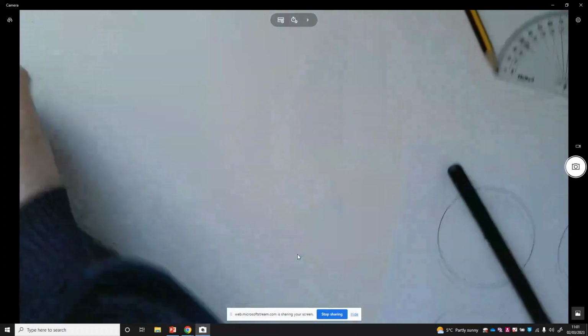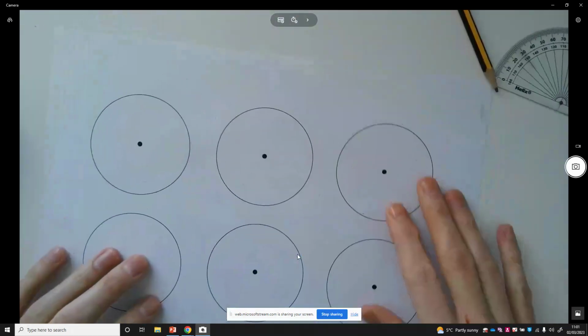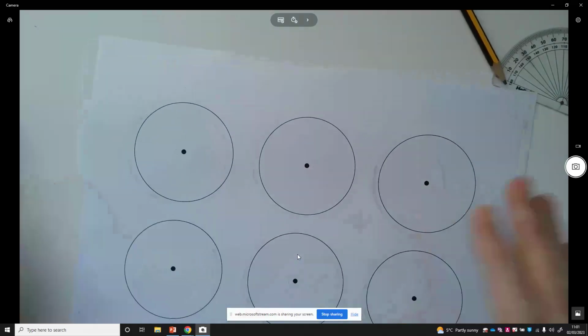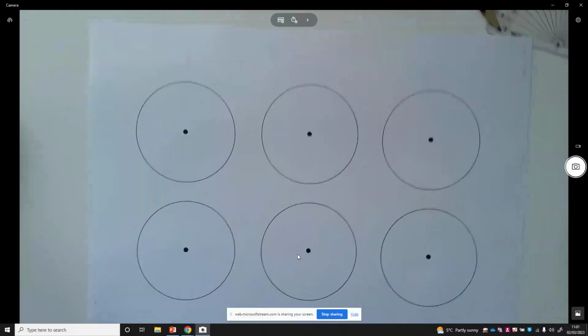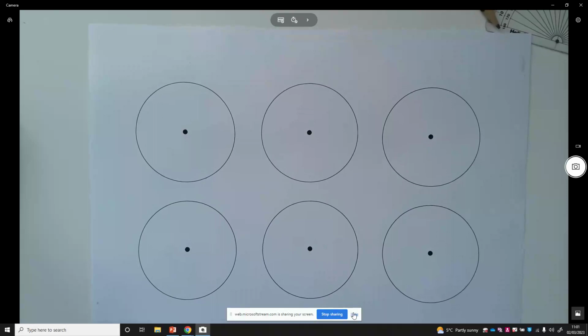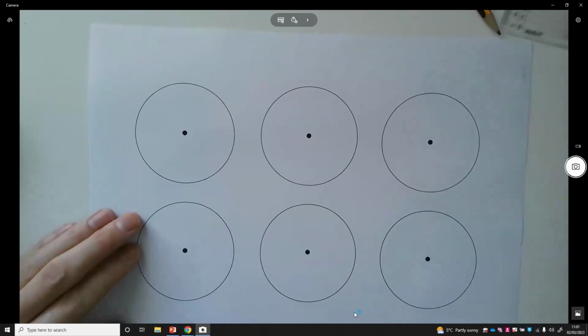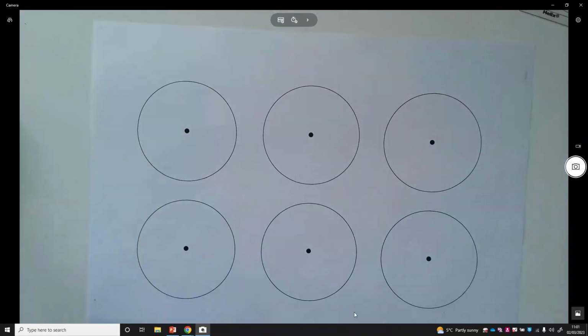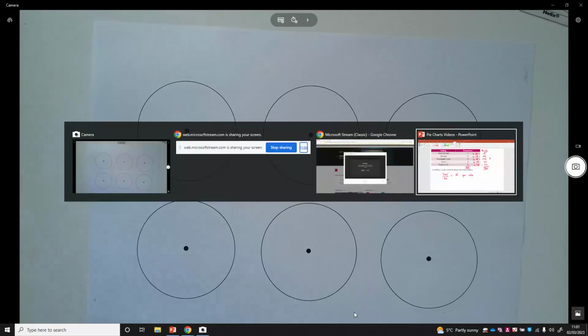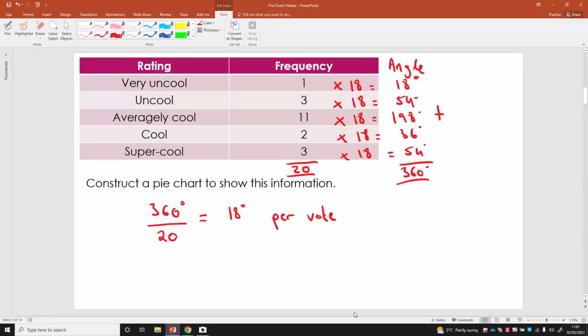Okay, welcome back. Despite the pause, I didn't get my sheet ready. I got my camera ready, but now I've got my pie chart sheet. I've got lots of circles here in case I make a mistake. So let me straighten things up. Now, we'll work on this circle here. Think back to the first section, the very uncool section. That's 18 degrees big.